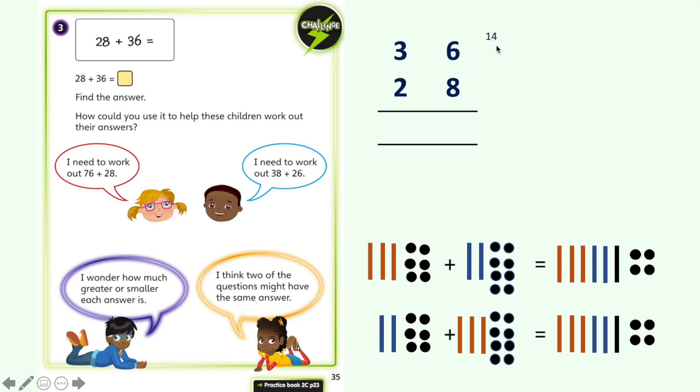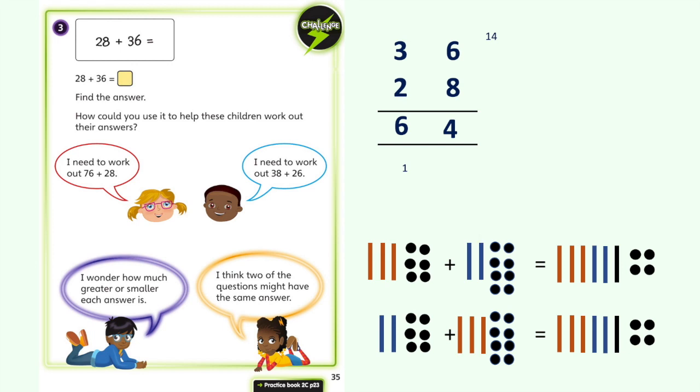6 add 8 equals 14. We put that new 10 that we've made down here in the tens column. And the 4 ones that we've made go in the ones column. Then we need to add up all the tens. 3 tens and 2 tens and 1 more makes 6 tens. So we've got 64 all together.